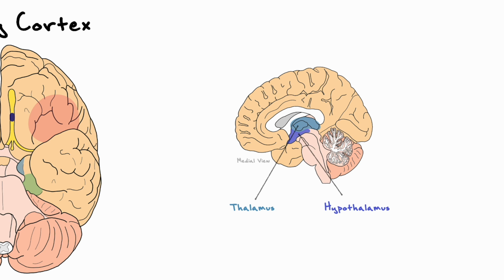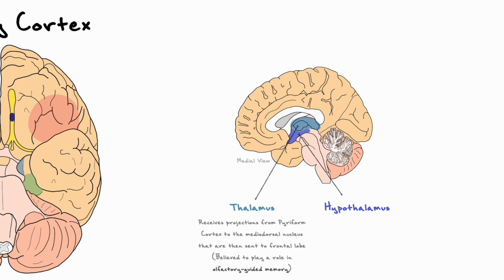If you are unfamiliar with the thalamus, simply put, the thalamus is a collection of nuclei that receive and project information throughout the entire brain. In particular, it receives projections from the piriform cortex to the mediodorsal nucleus, which then sends that information to the frontal lobe, including the orbitofrontal cortex. These connections are believed to play a role in olfactory-guided memory.